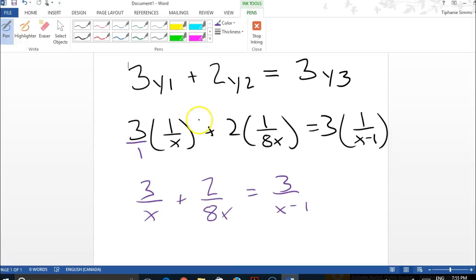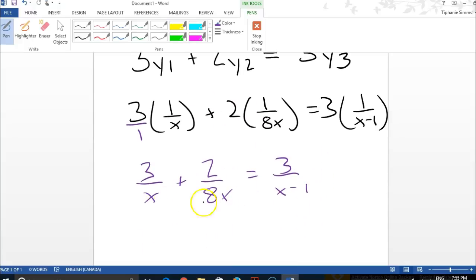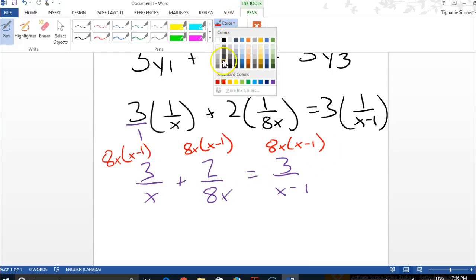So we've done our brackets here. Now let's do the LCD trick. Let's figure out what the LCD is going to be. Here, 8x and x go into each other, so I'm just going to multiply 8x times x minus 1. That's my LCD, so I'll just write it out like so. I'm going to multiply every term by the LCD, and I'll do the same over here. And remember, when I multiply, I basically divide first. That's the best way to do these.